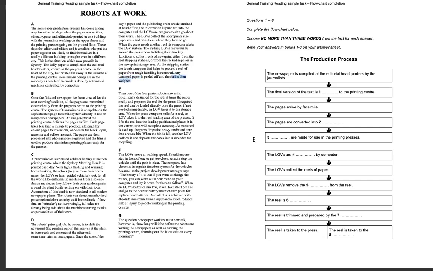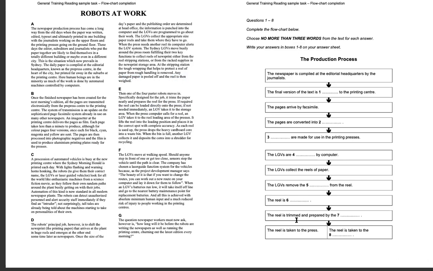The reel is then weighed. Okay, then the reel is taken to the press. Where is the press? Here, it's preparing for the press, and if not required, the reel can be loaded directly into the press. If not needed immediately, the reel is taken to the storage area. So the LGV takes the reel to the storage area.